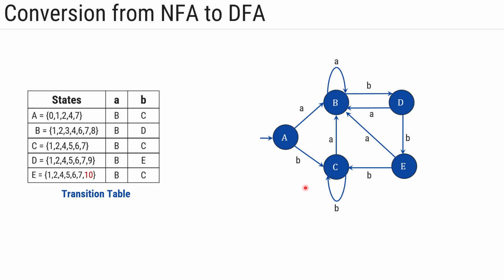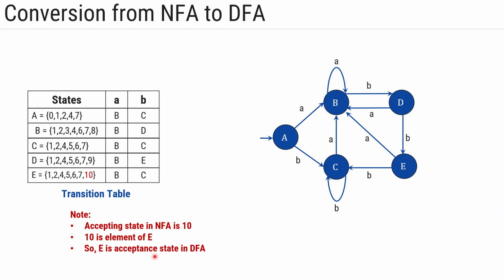Then it is time for finding the final state. Which is the final state? The final state of the NFA is 10. In this case, which state has 10? E. E is the final state. So the accepting state of the NFA is 10, then 10 is an element of E. So E is the accepting state in the DFA. Okay, so with this I'll be winding up the problem.